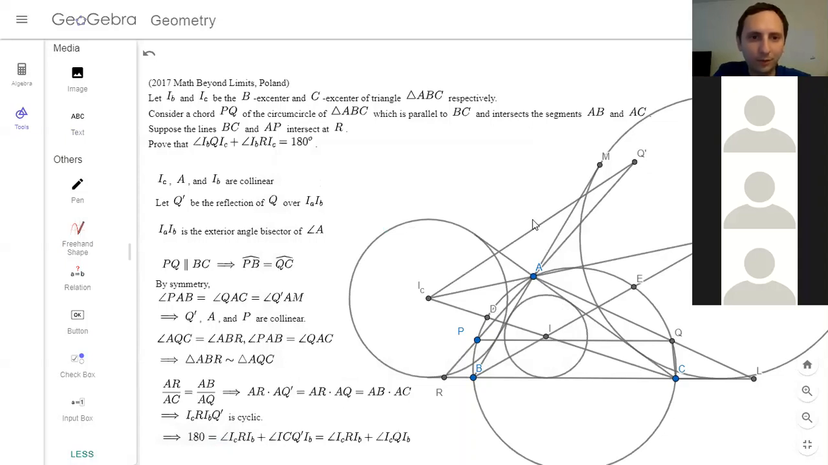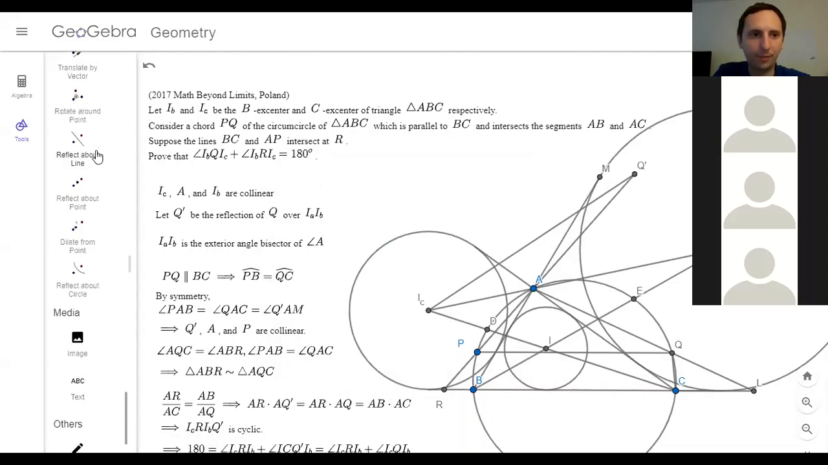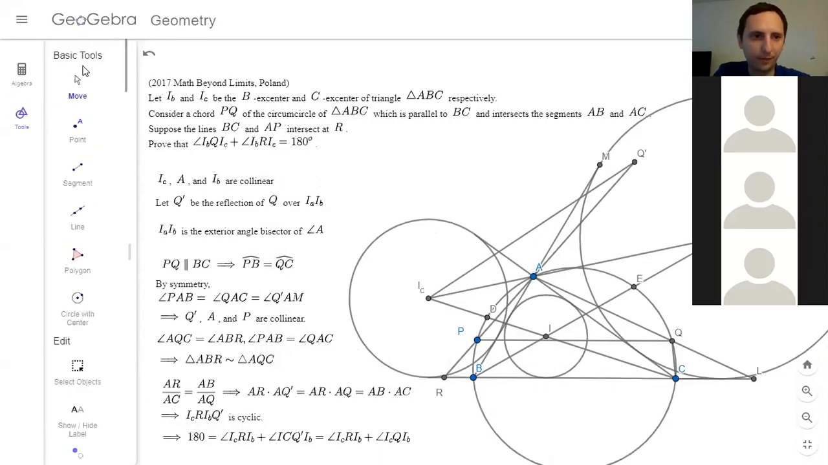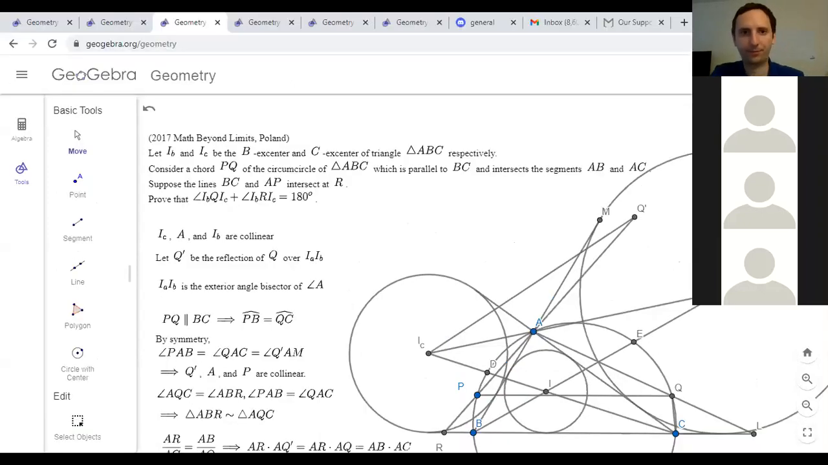So Yash, I think, has a solution using complex numbers. All right. Sounds interesting, but I will move on to the next one.